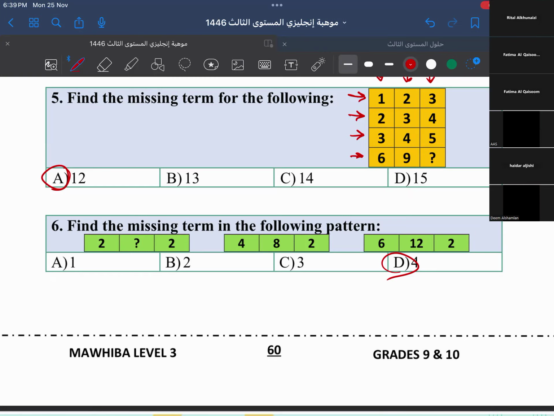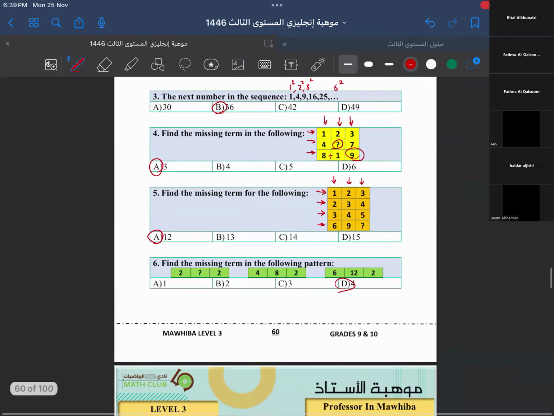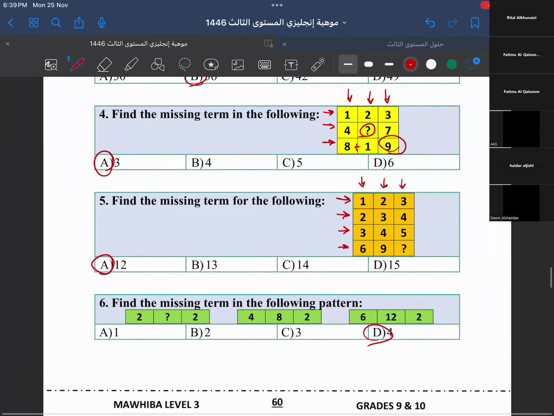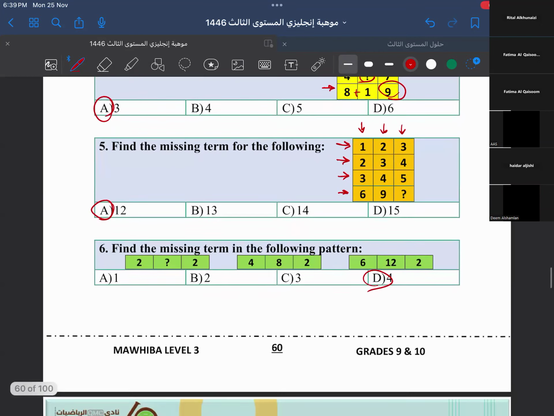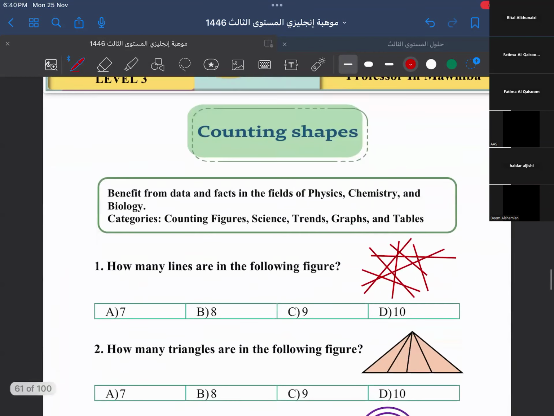Excellent. So this is basically about patterns. You need to find a pattern, make sure that it's the correct pattern, and then find the next number. How do I make sure that it's correct? By ensuring that it is applicable on all the numbers, for example, all the rows here or all the columns. Excellent. So that's about the patterns.